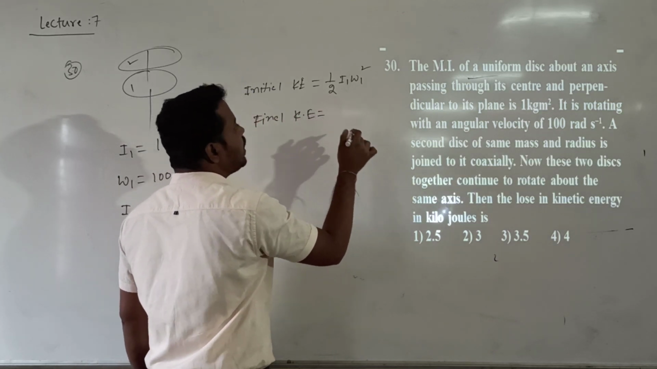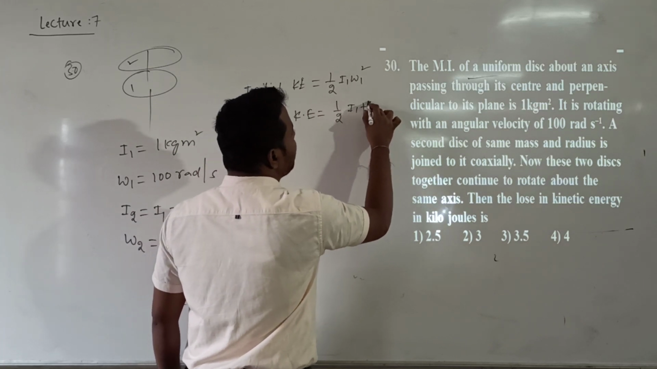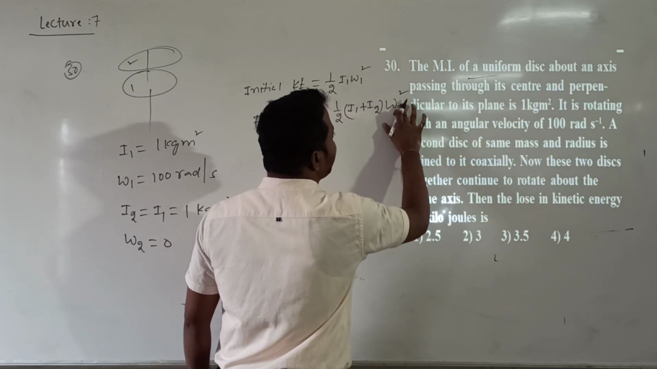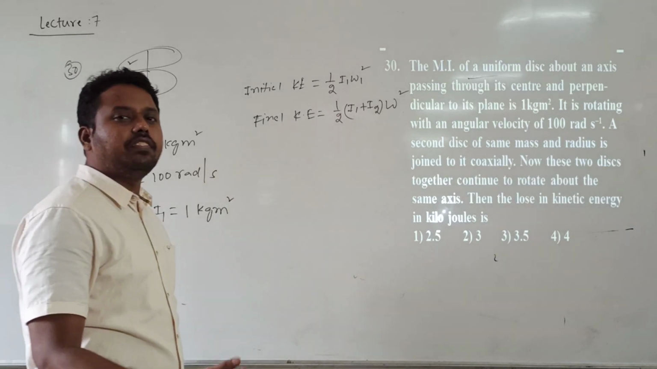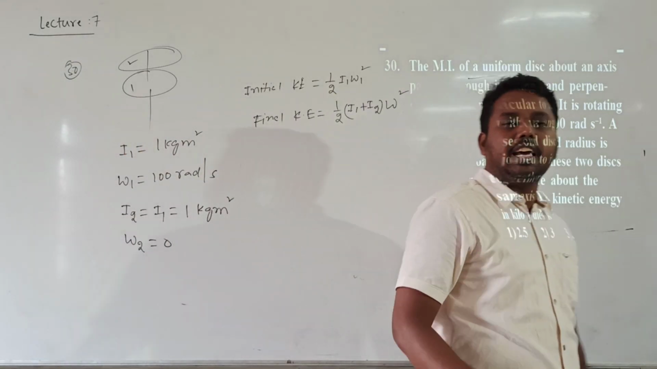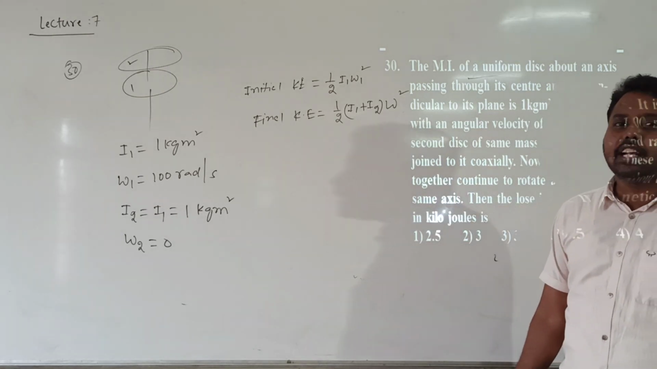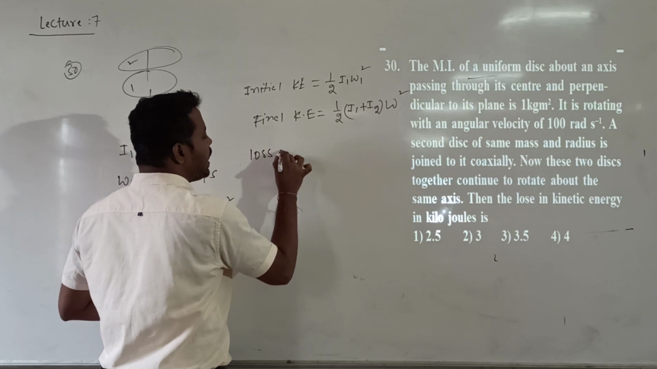After joining, both are rotating together, which is given by I1 plus I2 into omega square. What is omega? The final angular velocity after joining. So the initial kinetic energy is calculated, and the final kinetic energy is calculated. In this question they are asking for the loss of kinetic energy.